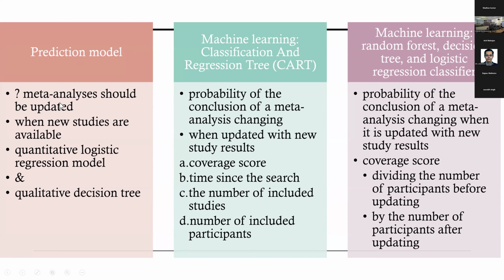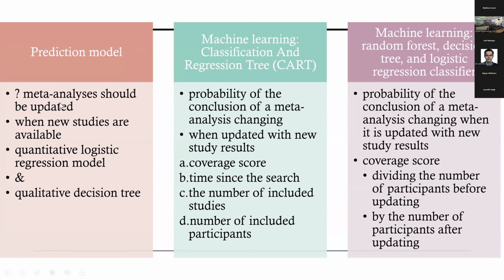And the prediction model looks at 2 things, logistic regression, which is what we are used to. We all know logistic regression, and a qualitative decision tree. Decision tree is like if you do, will you get more? If you don't do, will you get more? This CART is called classification and regression tree. One day maybe we can take a Saturday section on CART. It looks at 3 things, time since the last search, number of studies which you have included so far, and the number of participants included so far.